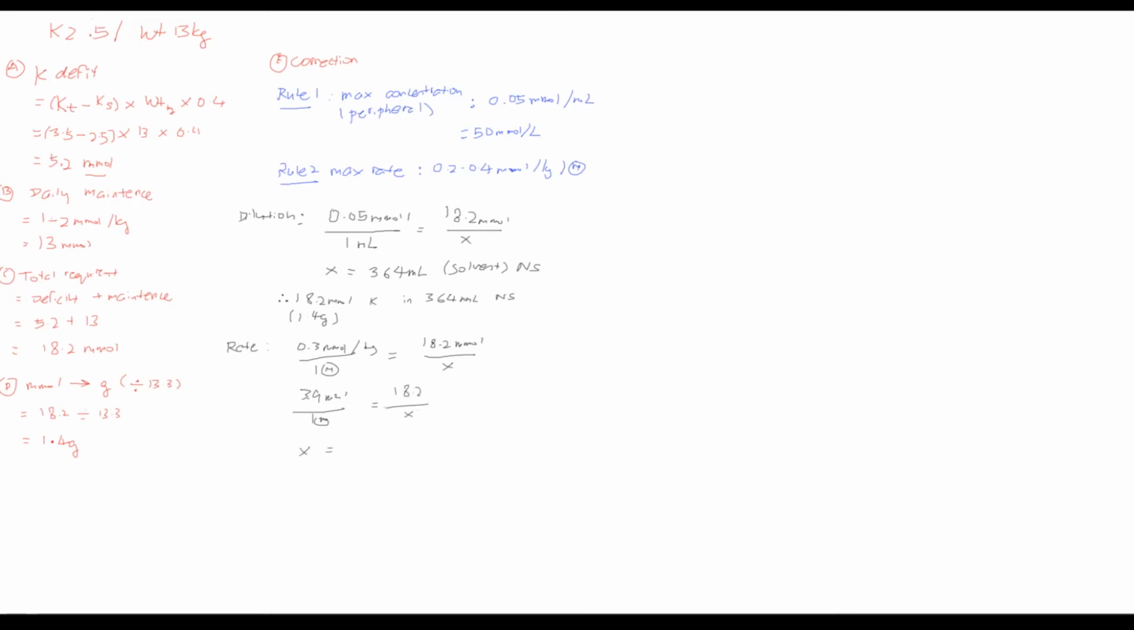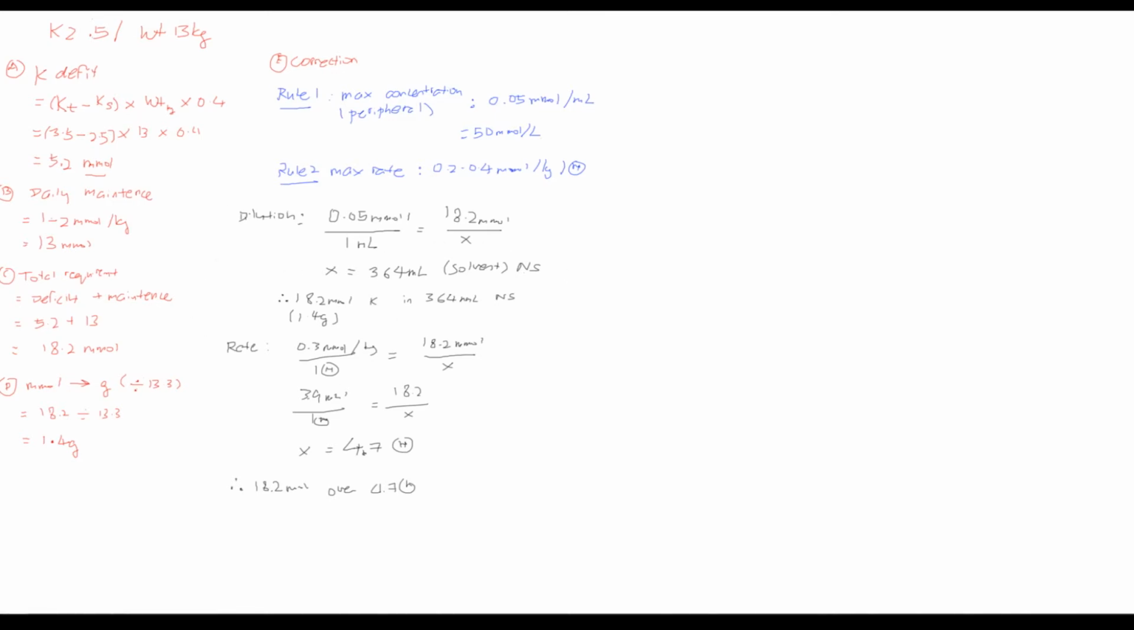So we'll get x by dividing 18.2 by 3.9. We'll get a value of 4.7 hours. So this means that we'll be giving 18.2 millimoles of potassium over 4.7 hours, and this is the maximum rate that we should be giving. We shouldn't be giving it in less than 4.7 hours.